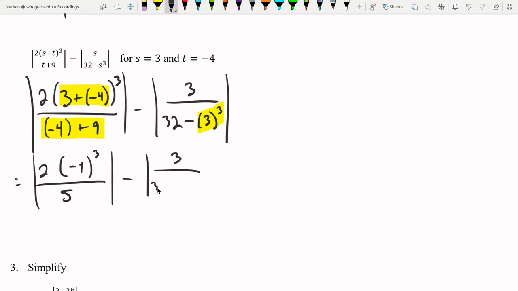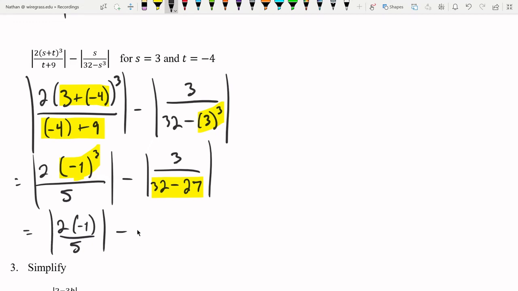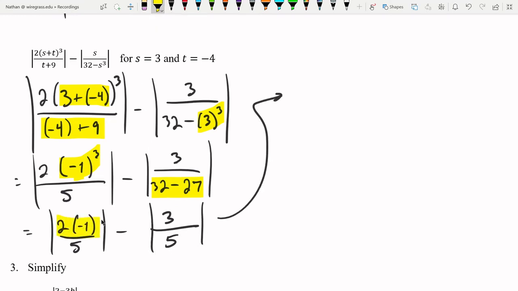3 over 32 minus 3 cubed is 27. Okay, now I can do this portion here. The 5 is all good, the 3 is all good, and I can do this portion here. It's going to give me negative 1 times negative 1 times negative 1 is negative 1. And here we have 32 minus 27 is 5. Okay, now I can do this portion here.